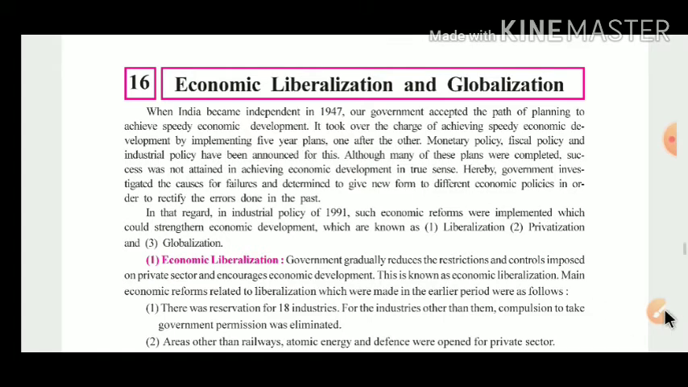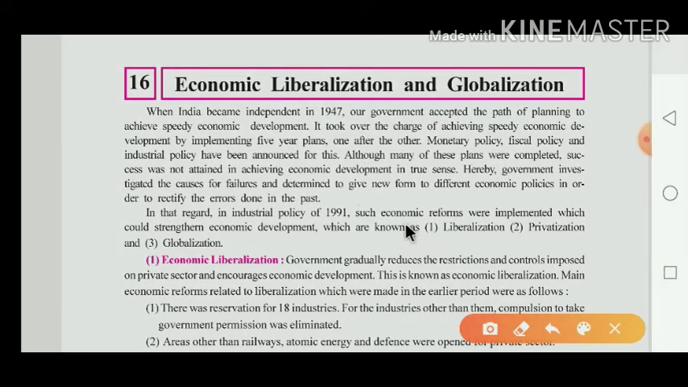Dear children, after the independence, the government was implementing speedy economic development by 5-year plans, one after another. First, they gave monetary policy. What is monetary policy? After that, fiscal policy and industrial policy. It means these three policies were implemented by the government. First, they gave the monetary policy.